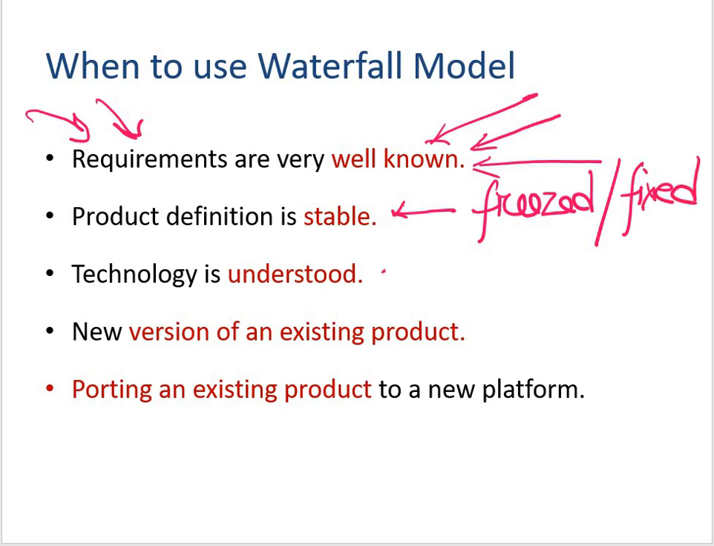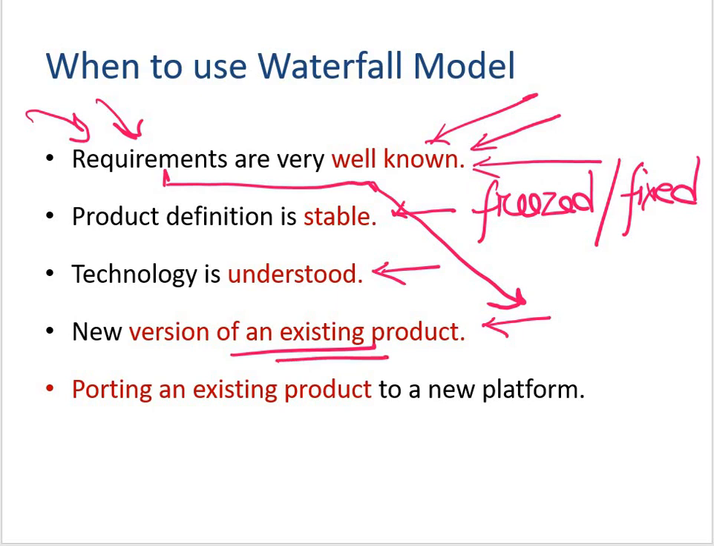I have clearly understood the technology. I know the pros and cons. I know when to use it and when to avoid it. When I have all these things in mind, then I can go ahead with this. Also when I have a new version of an existing product. Why so? Because I know the requirements well in advance. All the requirements are known to me. In that case, I'll go ahead with a new version of an existing product.